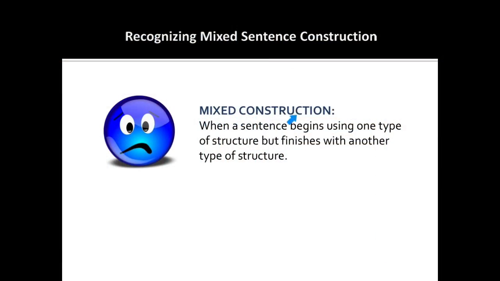Mixed sentence construction occurs when a sentence begins using one type of structure but finishes with another type of structure altogether. When it comes to mixed sentence construction, there is no one hard and fast rule for identifying or fixing the error. Unfortunately, mixed sentence construction comes in many forms, and the error is very common. So how do we recognize these errors?